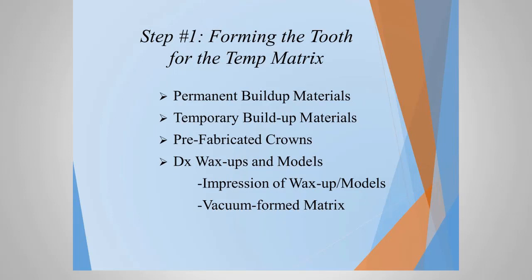There are also temporary build-up materials that we can use to allow us to give teeth shape and form without permanently building them up. We also can use prefabricated crowns to give teeth their shape and form. And then lastly, we can do diagnostic wax-ups and models to give teeth shape and form. In this category, we can either take impressions of those wax-ups and models or make vacuum form matrices over those wax-ups and models.